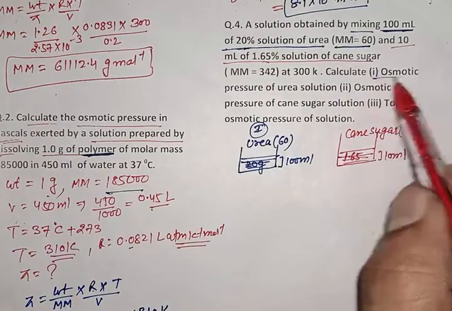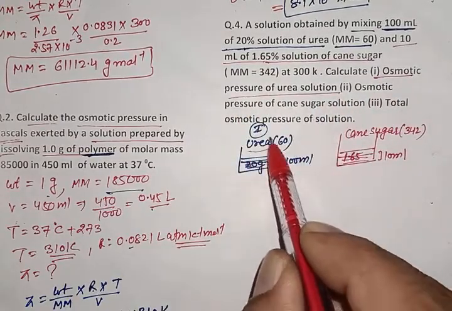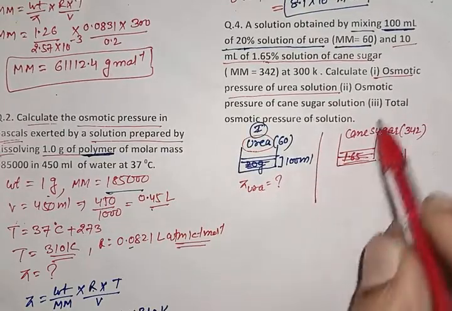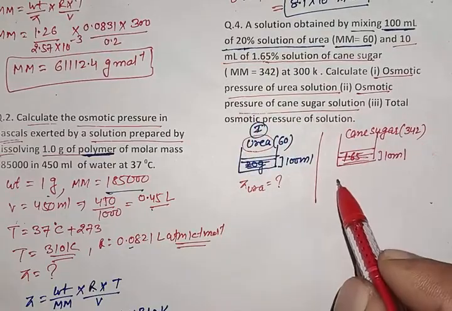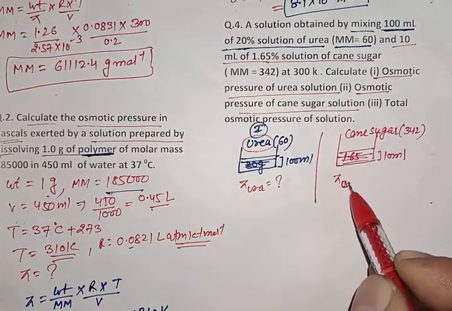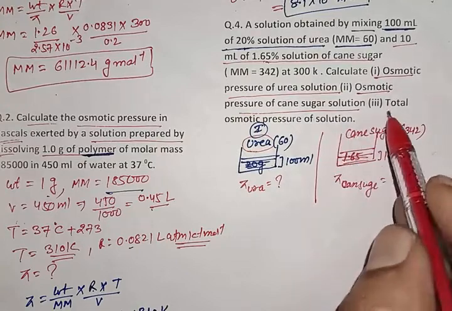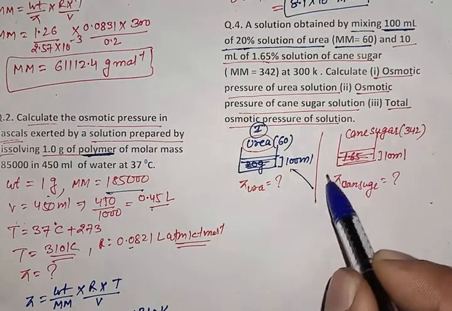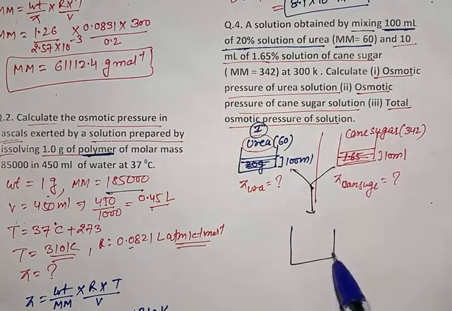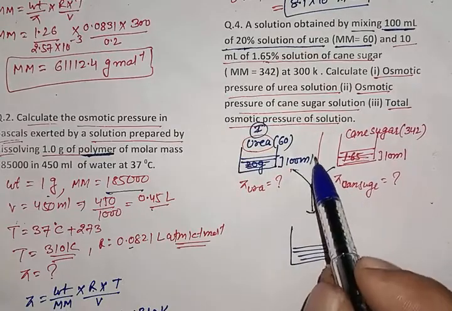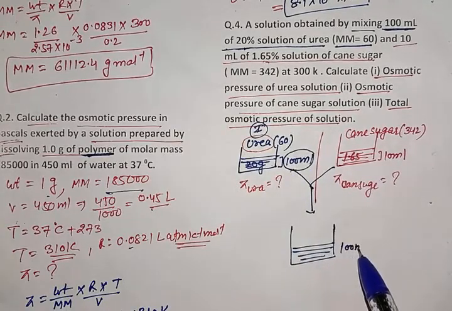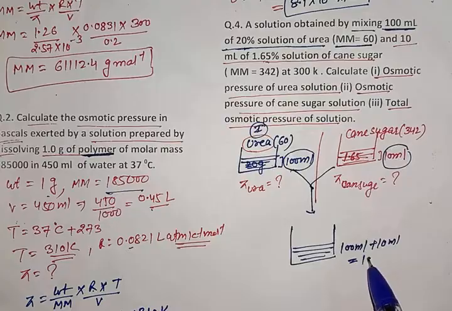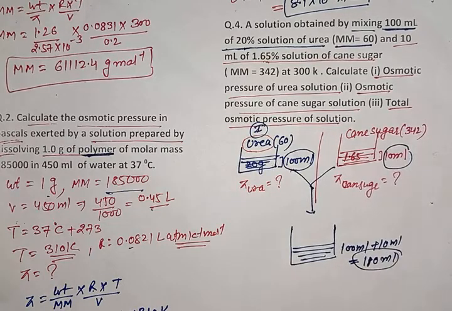So in the first case, we have to determine the osmotic pressure of the urea solution. And in the second case, the osmotic pressure of the cane sugar solution. So we have to determine the pi for the cane sugar solution also. In the third case, the total osmotic pressure of the solution. When we mix these two solutions, a third solution will form. In this third solution, the total volume will become 100 ml of urea solution plus 10 ml of cane sugar solution. So the total volume of this resulting solution is 110 ml.